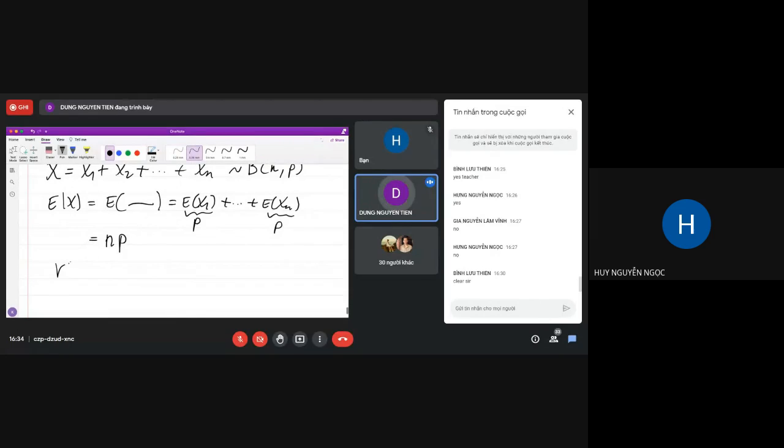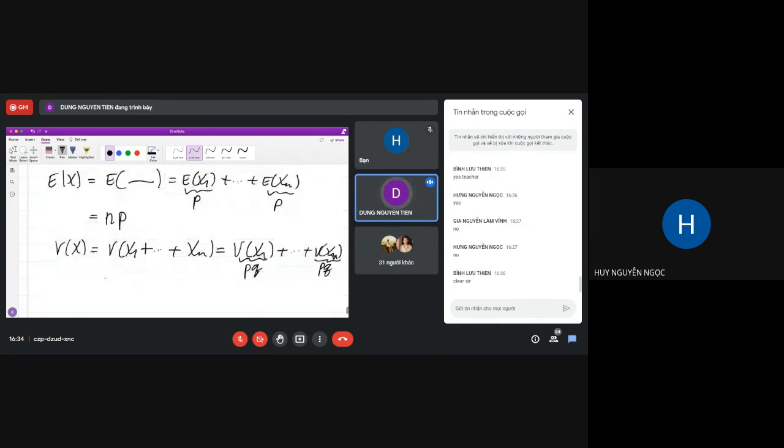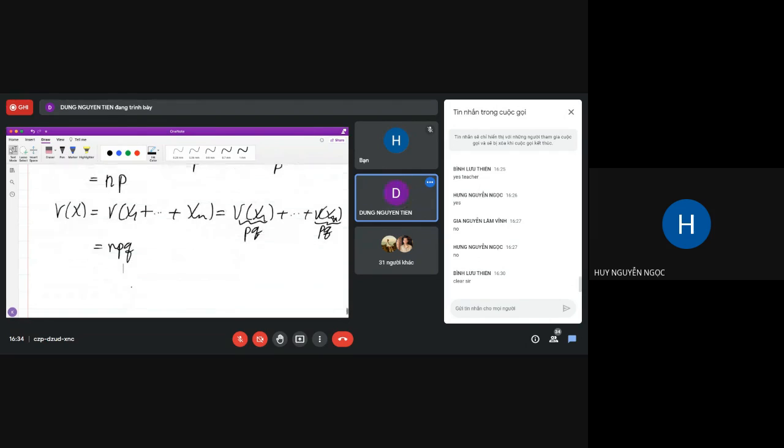For the variance of X, you get the variance of X1 plus up to Xn. And because all the Xi are independent, you need that assumption, you come up with the variance of X1 plus up to the variance of Xn. And each term is p times q, right? Therefore, this becomes n times p times q. All right?